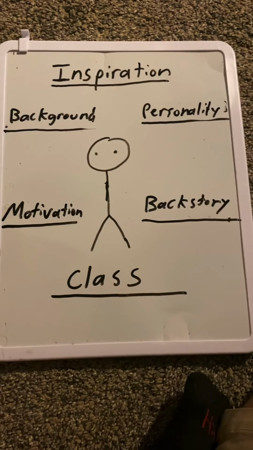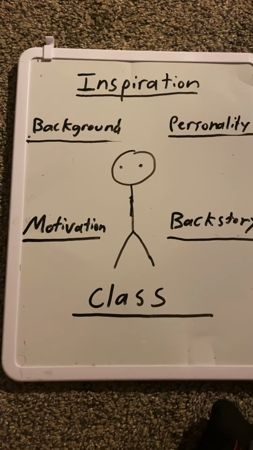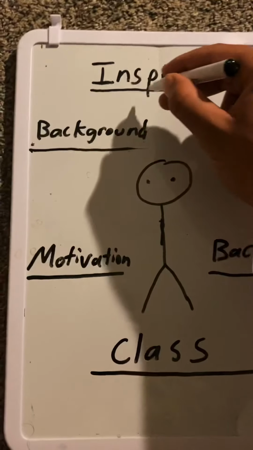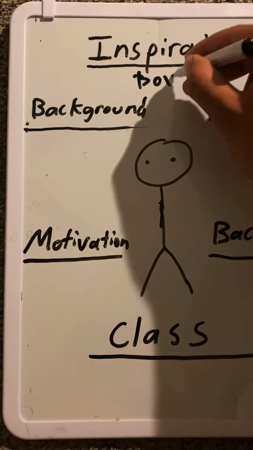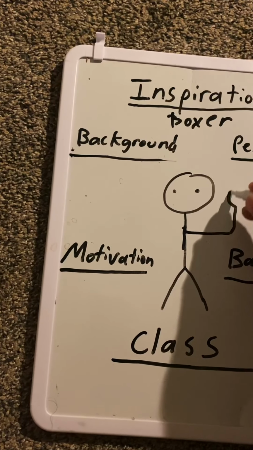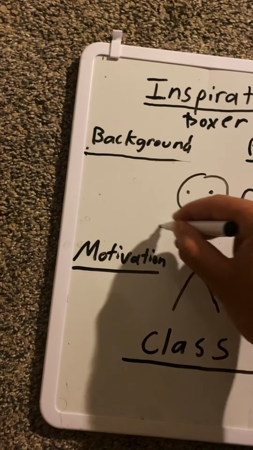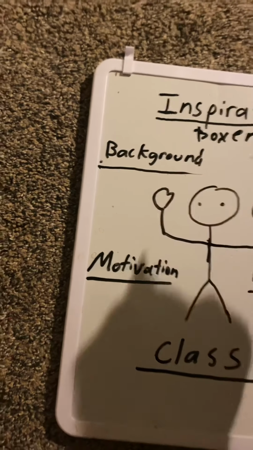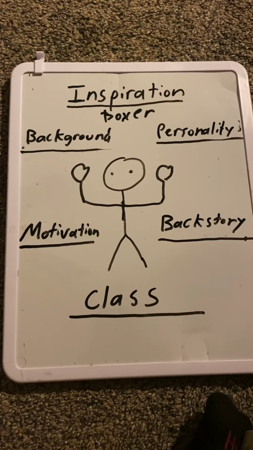So for this character, I'm going to say I want to play a boxing character. He's going to be a boxer. So I'll give him little boxing gloves because I want to punch stuff.